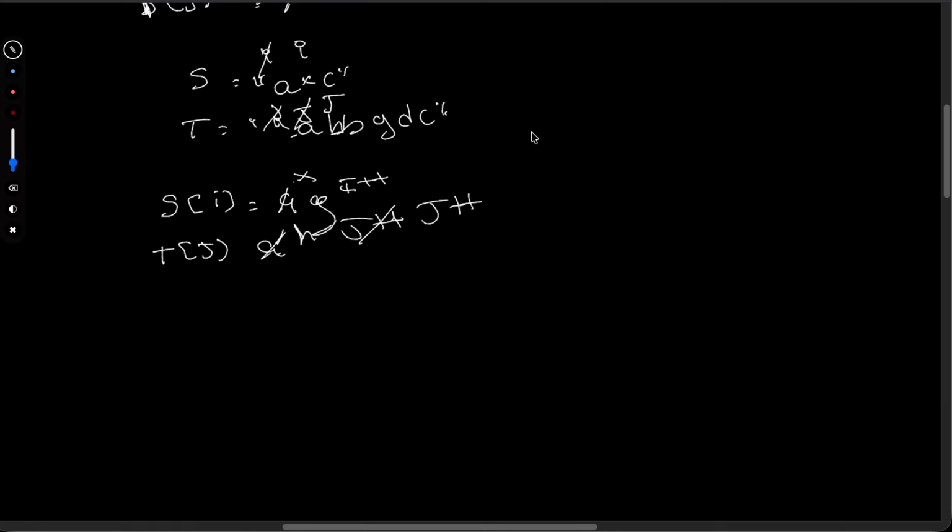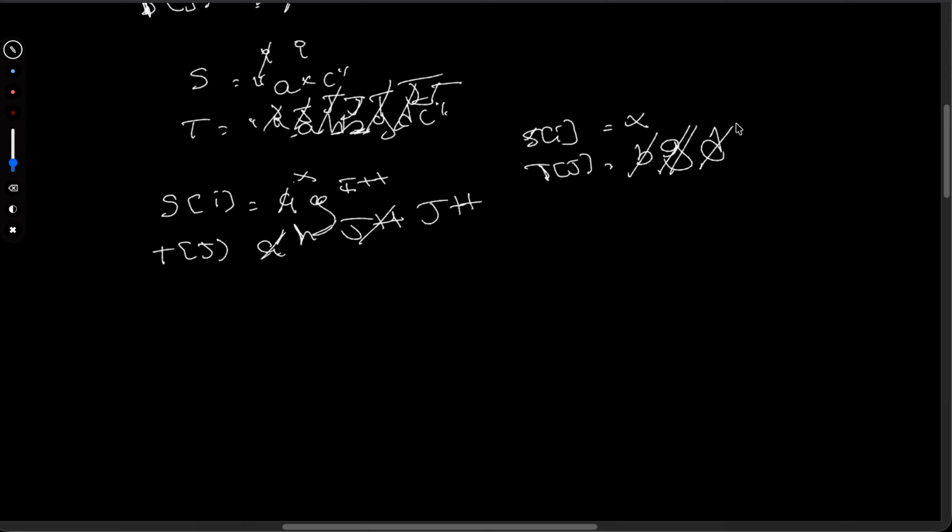Now s of i is x and t of j is b. It does not match, so j increases. Then g and x does not match. Then x and d does not match. Then x and c does not match. So in this case x was not found, so we return false. Okay, let's write down the code.